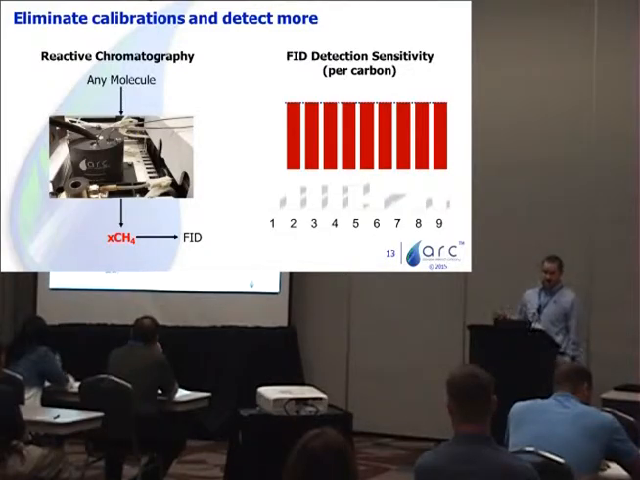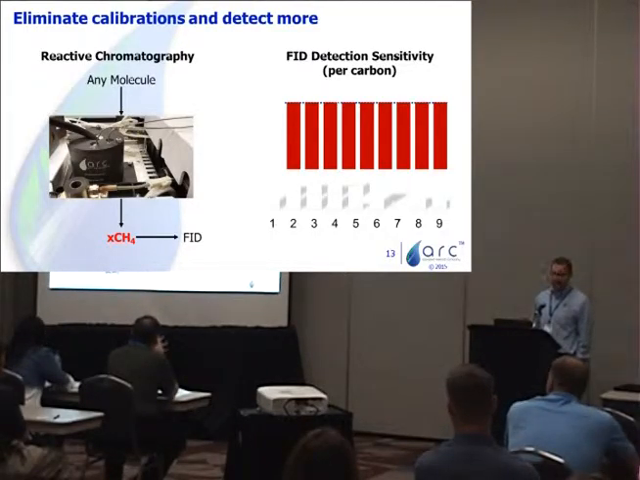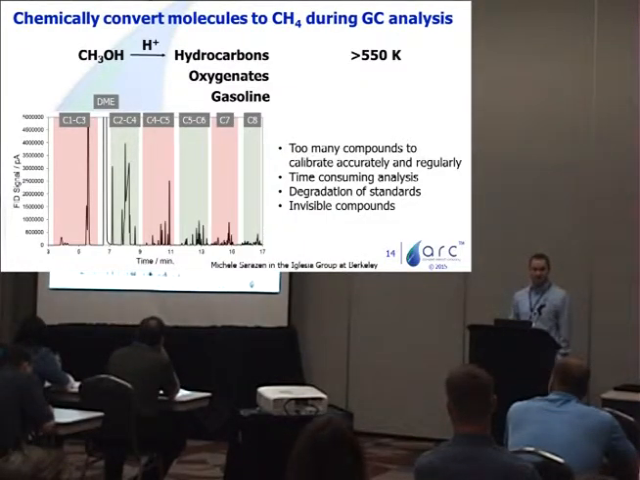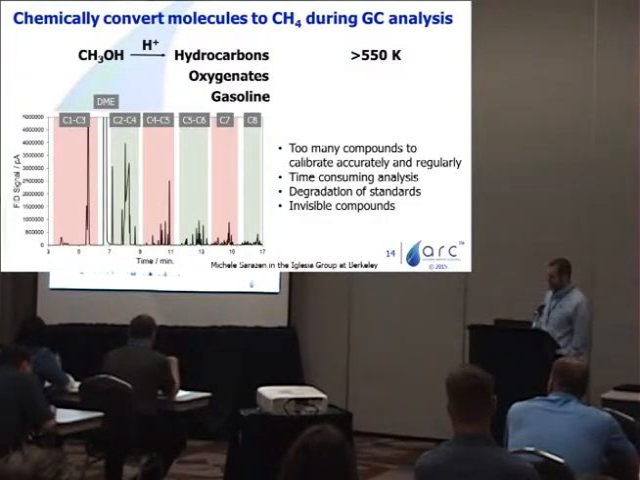So I'm excited to tell you that the Activated Research Company, for the first time, has commercialized a device, a reactor here, to convert the column effluent of any GC into methane for uniform detection with the FID. So now if we go back to the methanol to gasoline chemistry that haunted me while I was a graduate student, we can ask ourselves what happens to this chromatogram when we react everything in here to methane.